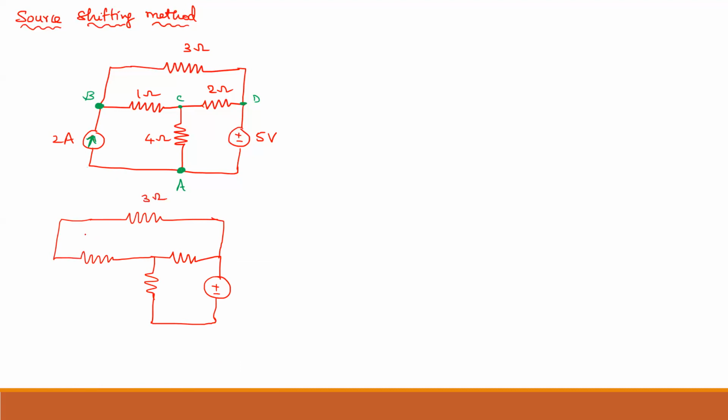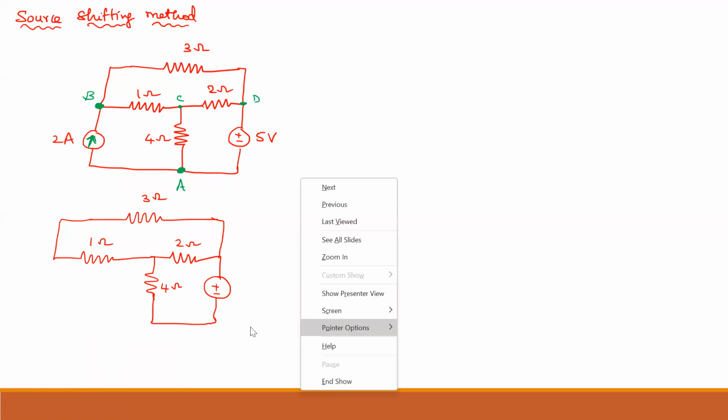This is your 3 ohm, 1 ohm, 2 ohm, 4 ohm resistors. Now, the current source you have to remove first. And where is it starting? From A it is starting. No, you just take that.